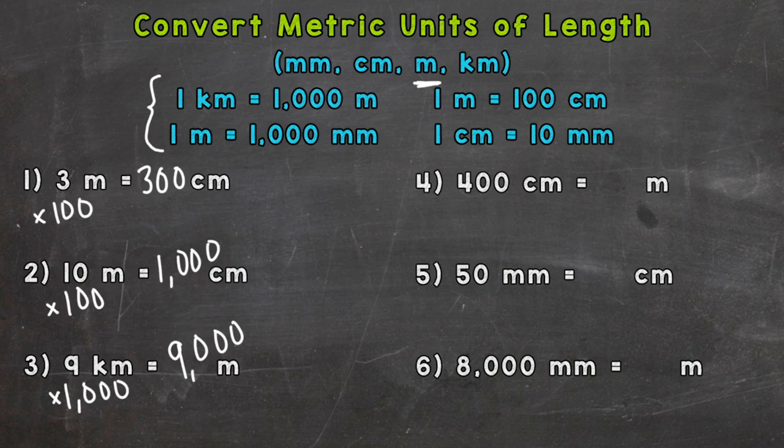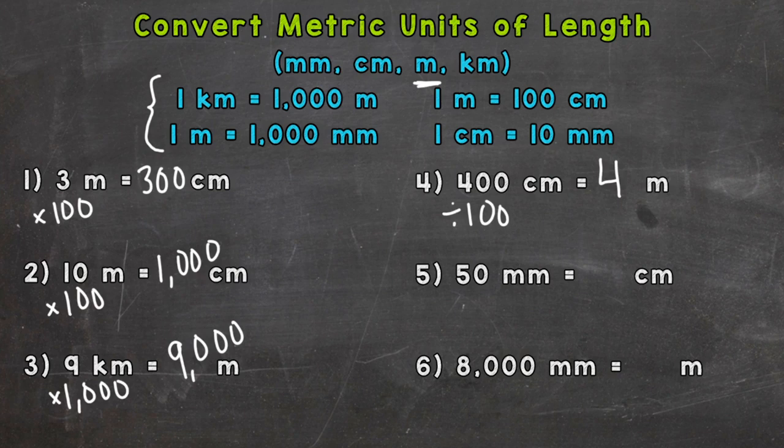Number 4, 400 centimeters equals how many meters? Well, in each meter, there's 100 centimeters. So we need to take that 400 and split it into groups of 100. Each one of those groups of 100 equals a meter. So we need to do 400, divided into groups of 100, or meters there, and we end up with 4. So centimeters to meters, divide by 100.